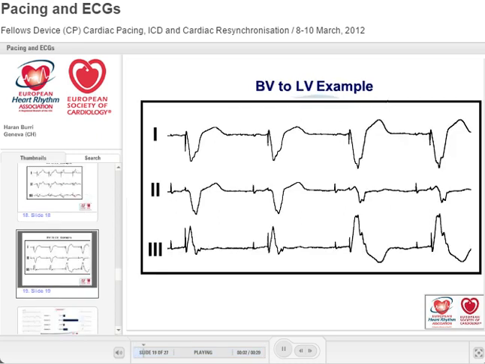In this case, what you can see is an increasing positivity in lead 3. What about lead 1? No, there is no increasing positivity. Not much change, if anything, a little bit more negativity. So in this case, we'll be going from BiV capture to loss of RV capture, or only LV capture. Okay? Good.